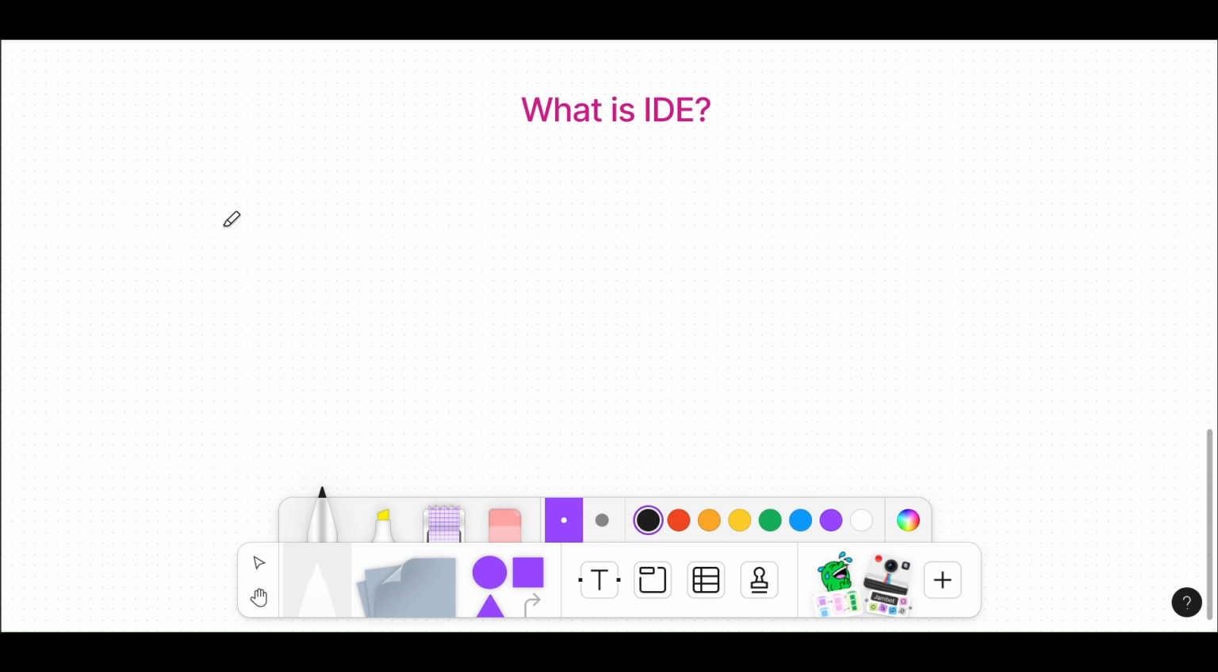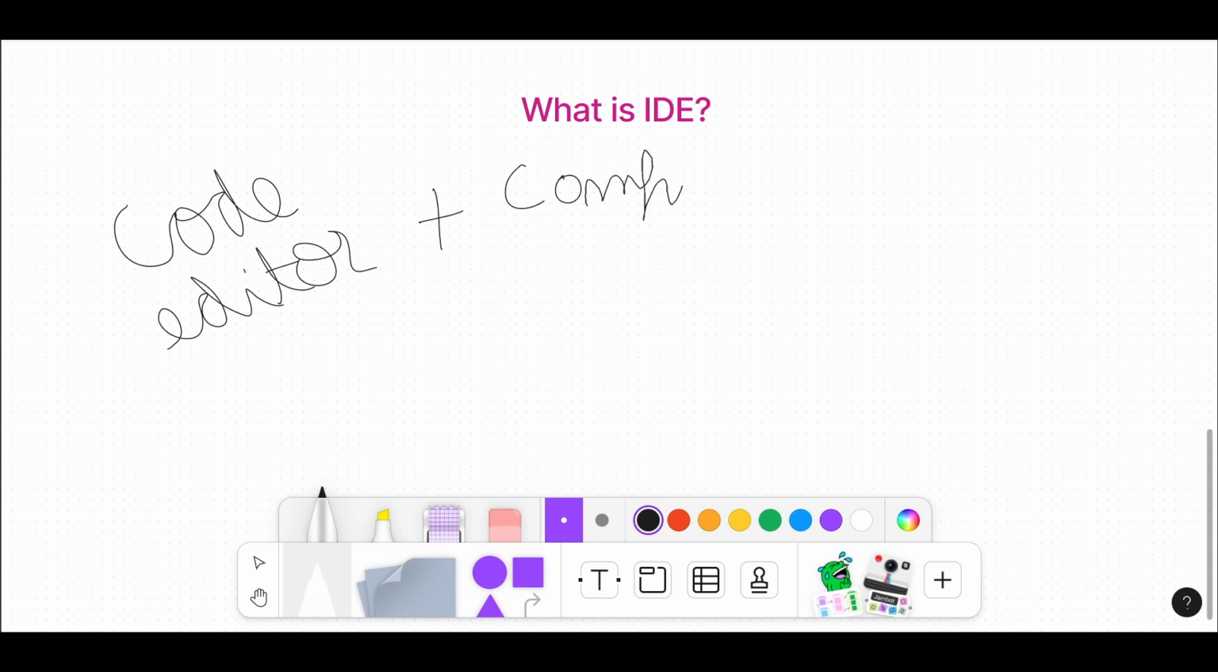What is IDE? The full form of IDE is Integrated Development Environment. As the word says, integrated means it is a combination of several things. Those things are a code editor, compiler and interpreter, and debugger. The code editor helps you to write your code. It gives you an interface to write the code cleanly and neatly.